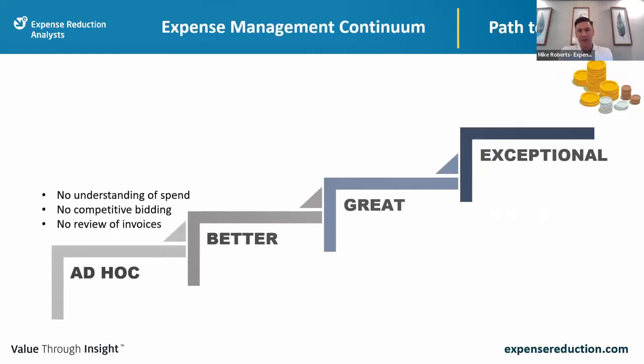So this is the continuum of expense management. Basic would be you have no understanding of spend, no competitive bidding process, no review of invoices. That would be the lowest end of the expense management continuum. Better would be you have some market knowledge, basic contract details, and you manage your core expenses, right?